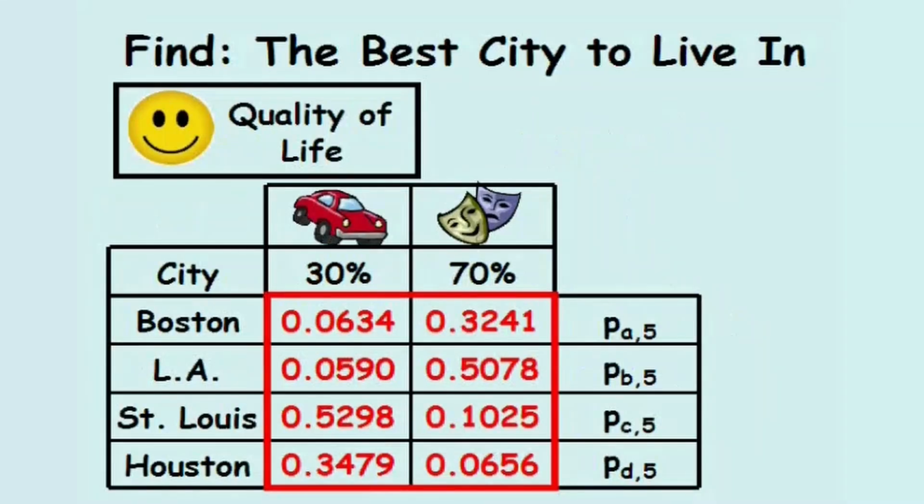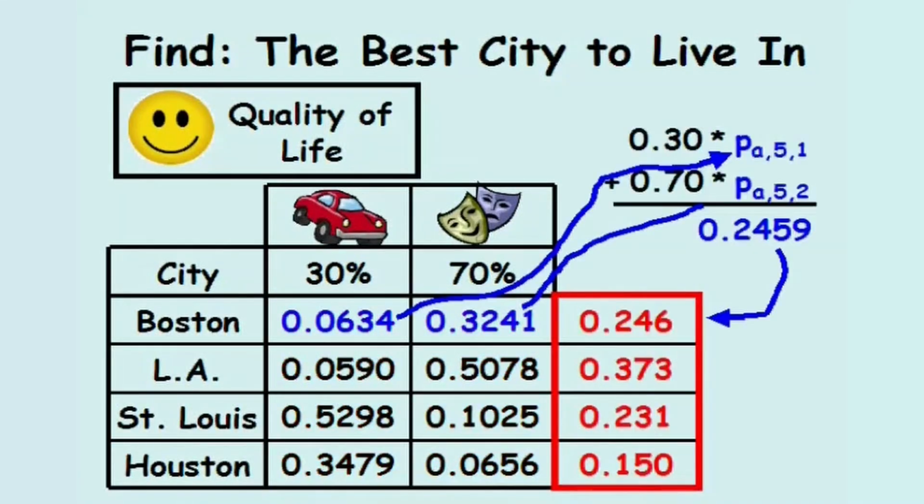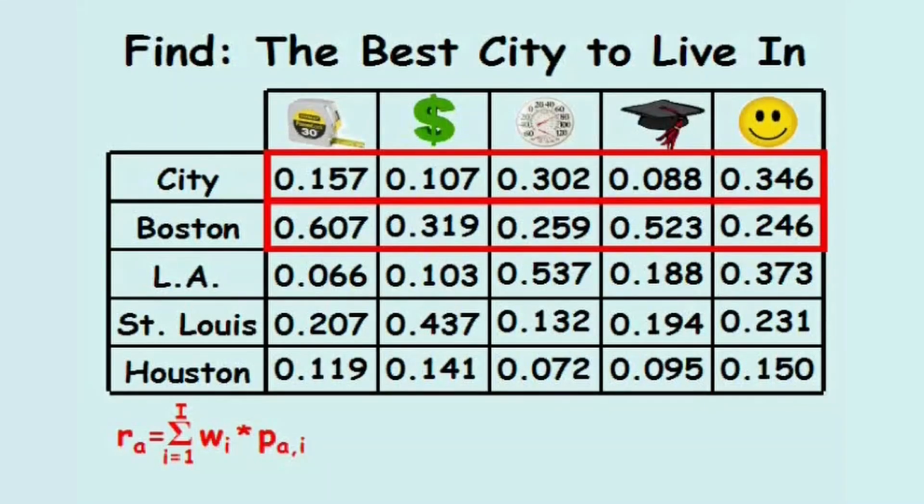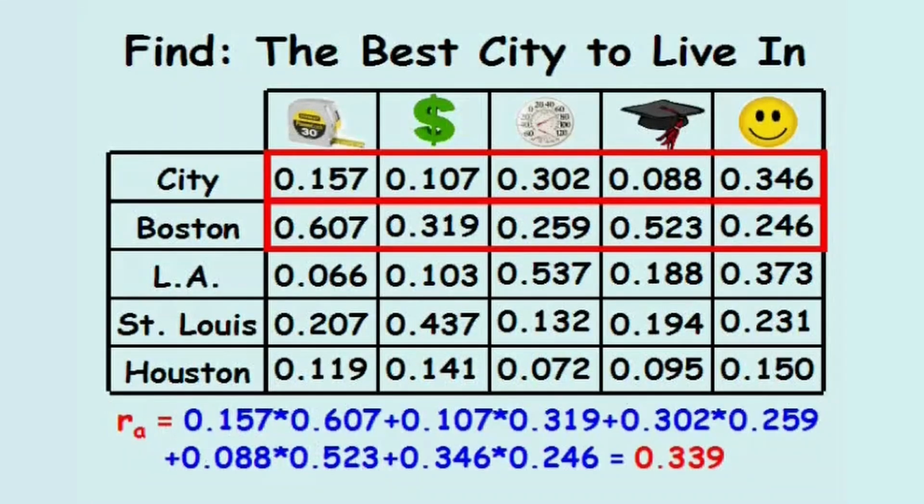The relative priorities for traffic and the arts are used to compute the relative priorities for the quality of life criterion. Returning to the alternative comparison table, the relative priorities for quality of life are entered. Now we're ready to begin calculating the final rankings. The rank for Boston equals the sum product of the weights and relative priorities for Boston for each criterion, which equals 0.339.